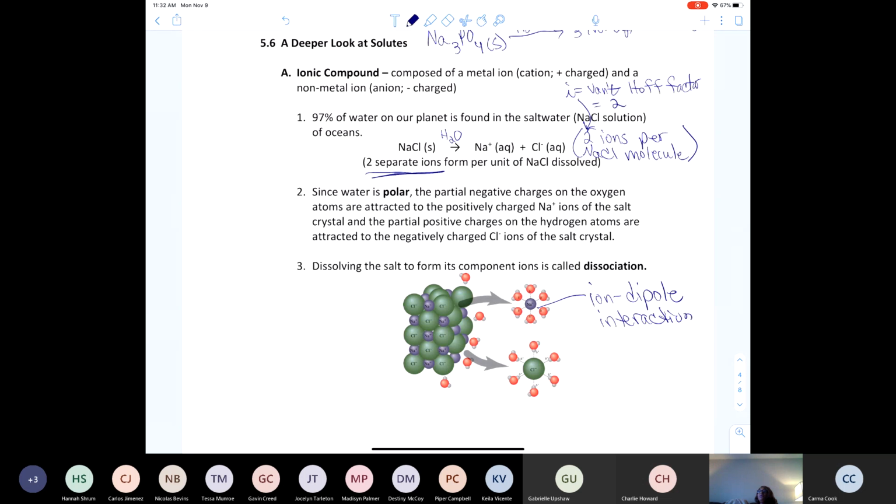And the number of ions that dissociate is called the Van't Hoff factor. So sodium chloride has a Van't Hoff factor of 2 because per molecule of sodium chloride that dissolves, you get 2 different ions in solution. And the Van't Hoff factor is abbreviated with a lowercase i.